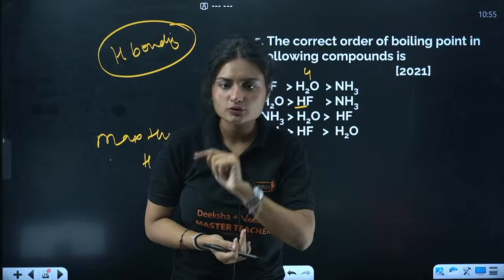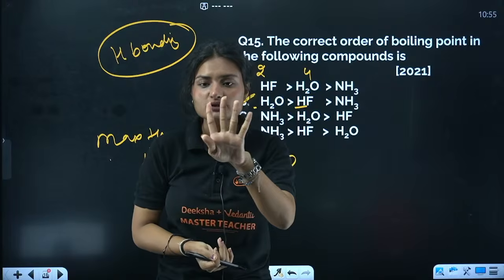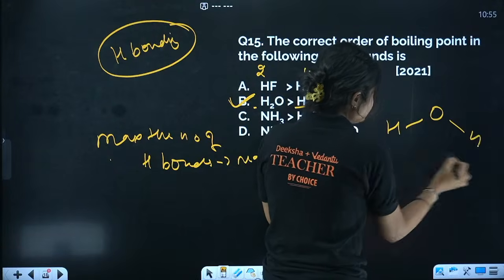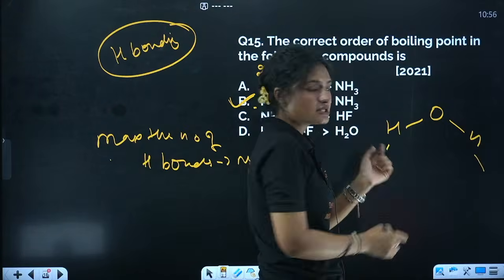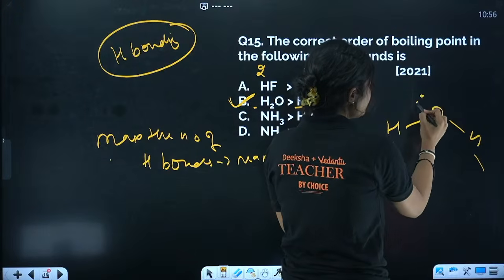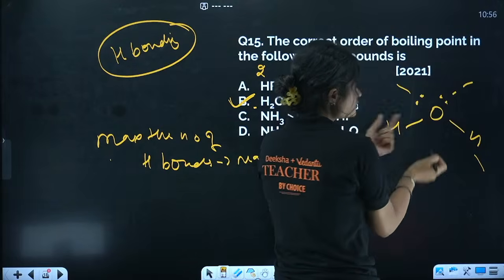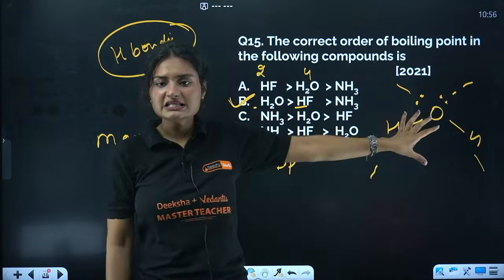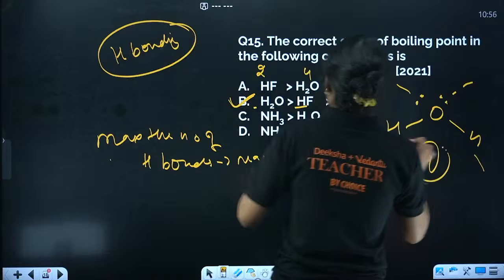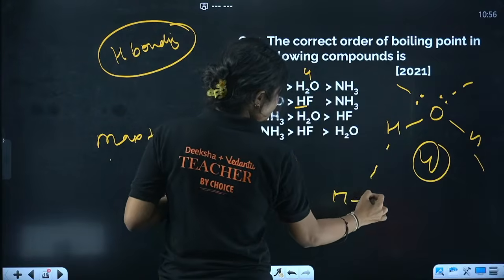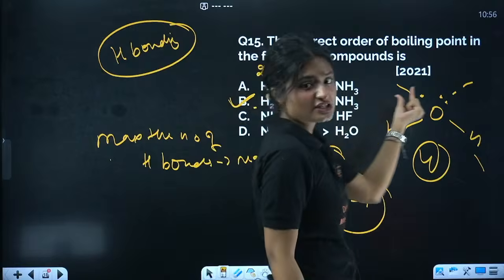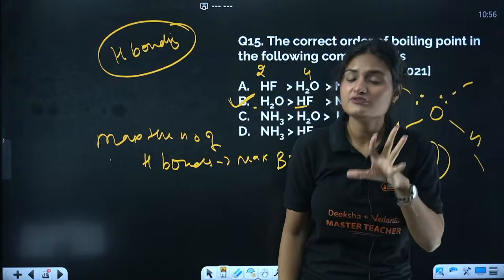HF forms 2 hydrogen bonds. H2O forms 4 hydrogen bonds. Why? Because it has 2 hydrogens, and these 2 hydrogens can form hydrogen bonds. Similarly, oxygen has 2 lone pairs, so this oxygen can also form up to 2 hydrogen bonds. So this can form 4 hydrogen bonds. HF can form only 2 hydrogen bonds. NH3 forms very weak hydrogen bonding.